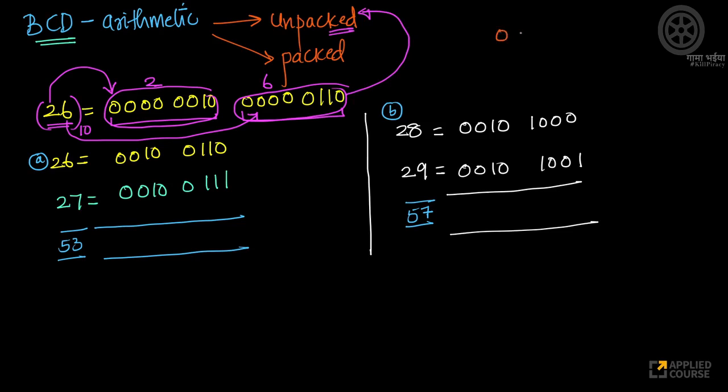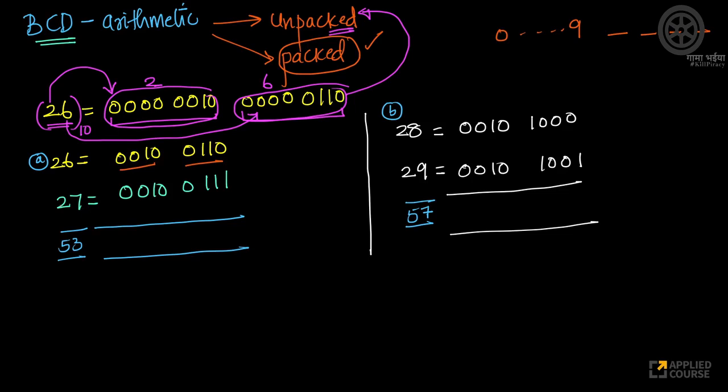What numbers do I have? I have from 0 to 9. This I can represent just using 4 bits. Why do I need to use 8 bits for this? So the packed BCD representation says instead of using 8 bits, it makes logical sense to just use 1 nibble or 4 bits. Look at this. This 2 I can represent using this. This 6 I can represent using this. This is 2, and this is 6.